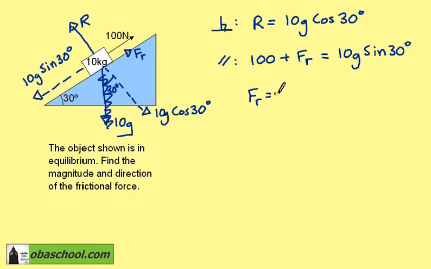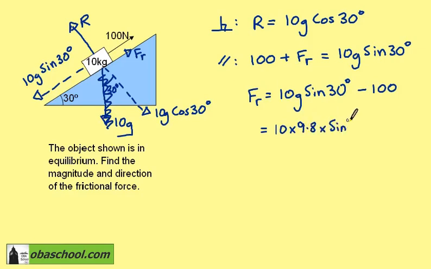The friction is then going to be equal to 10g sin 30, take away 100, so it's 10 times 9.8 times the sine of 30, take away 100, which is 49 take away 100, which is minus 51 newtons.